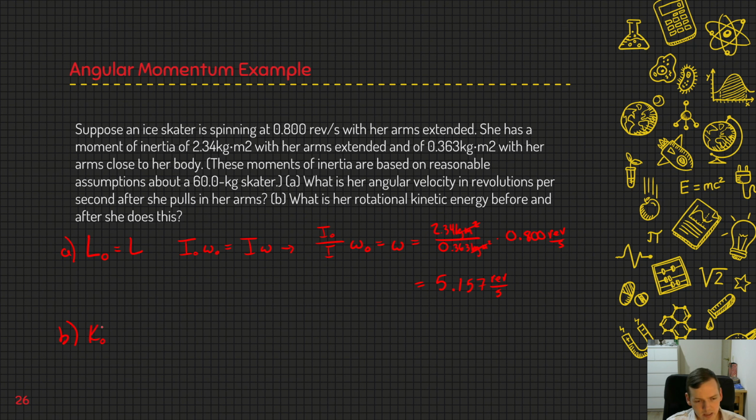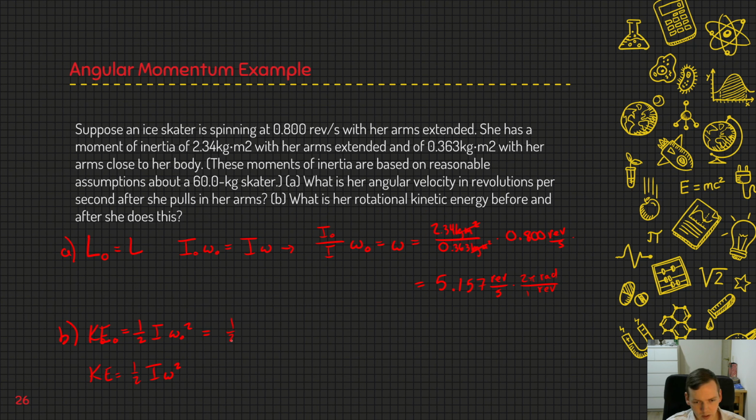Comparing it to not spinning at all is what we're really asking here. So I'm just going to shortcut and write 1/2 I omega naught squared as the initial, and the KE final will be 1/2 I omega squared. Now this is the case where I do need to convert these from revolutions per second to radians per second. But luckily we've already done that before: 1 revolution is 2 pi radians. And so we can just use that to switch over.